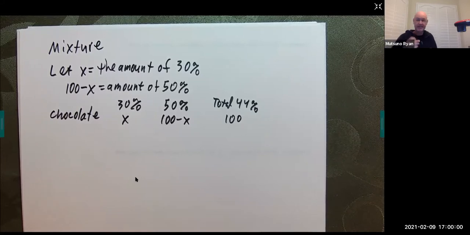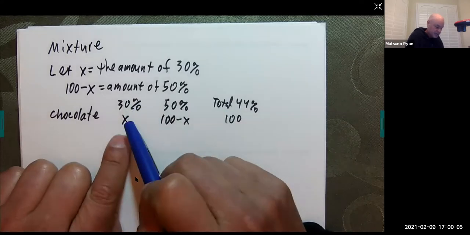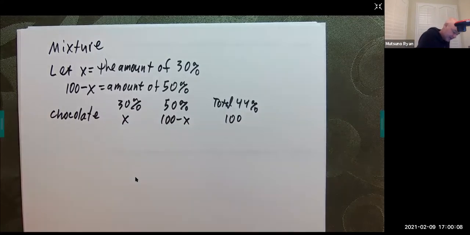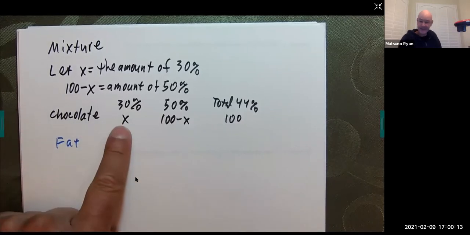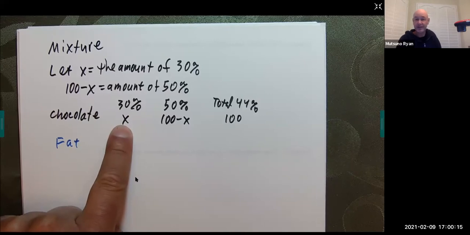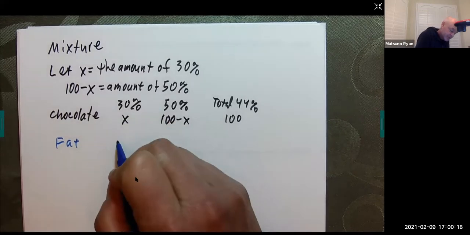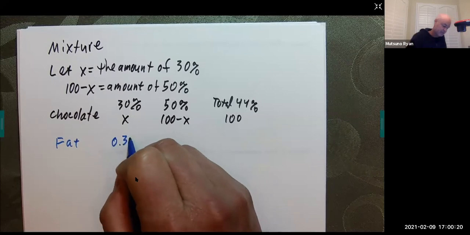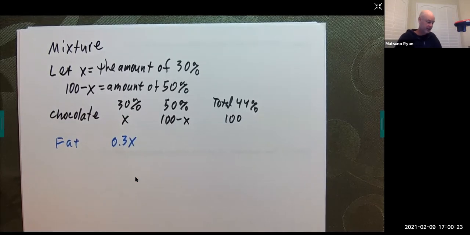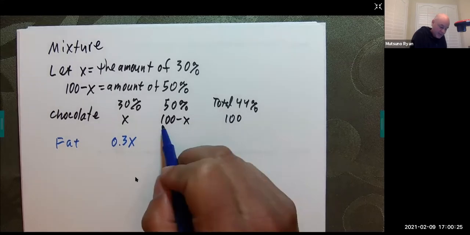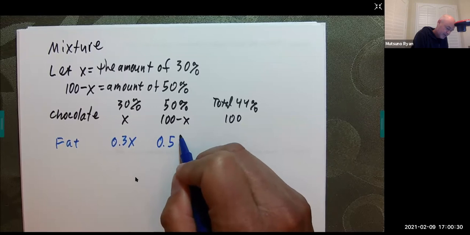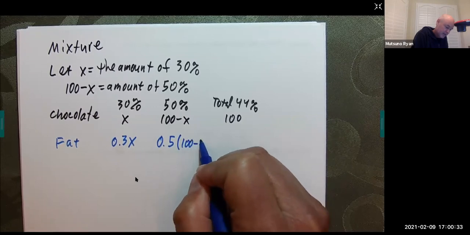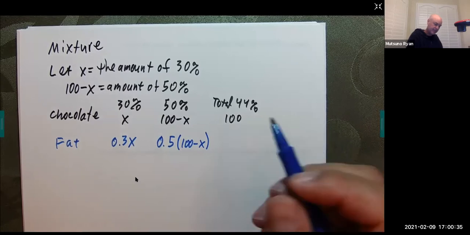Next up, let's talk fat. The question is, how much of this chocolate is actually fat? So let's talk fat. Well, the amount of fat that is in this here is 30% of it. And 30% converted to a decimal is 0.3 or 0.30. Now here, how much of this is actually fat? Well, it's 50%, 0.5 of that. And what's the total?